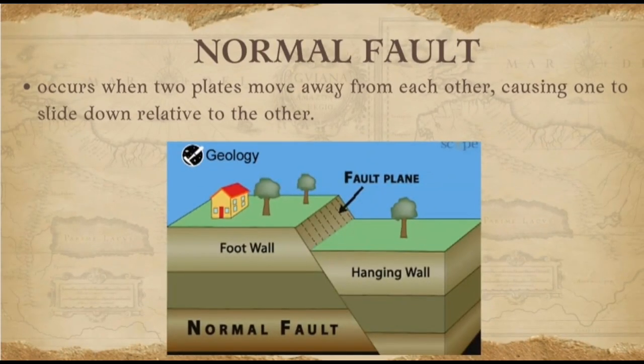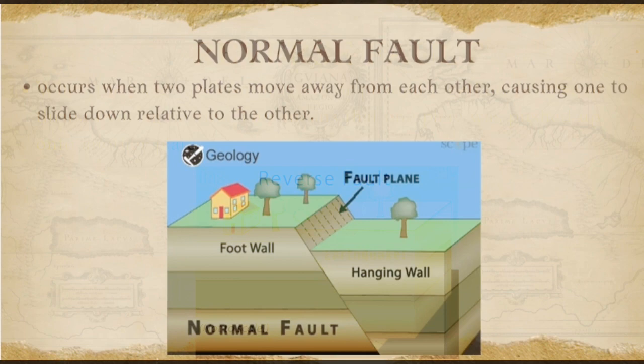First, we have the normal fault. The normal fault occurs when two plates move away from each other, causing one to slide down relative to the other. Normal faults are produced by vertical compression as Earth's crust lengthens. As we can see in the picture, when we are having an earthquake, the hanging wall slides down relative to the footwall, and that's how a normal fault works.